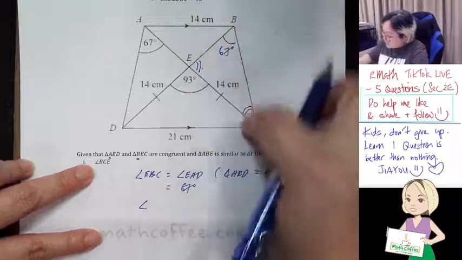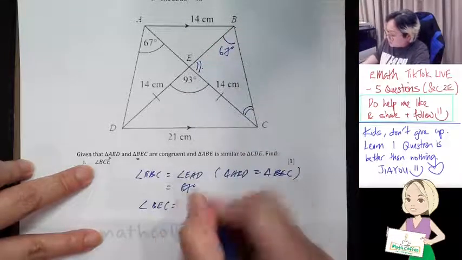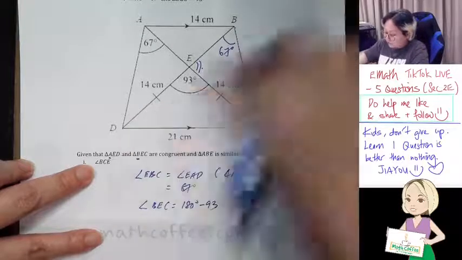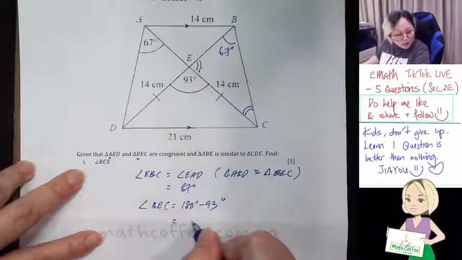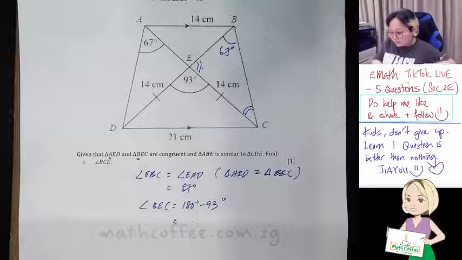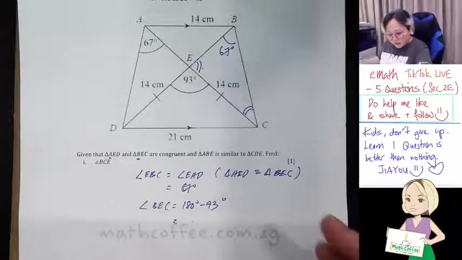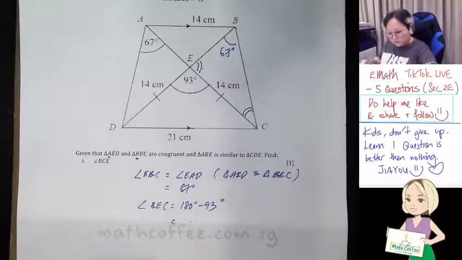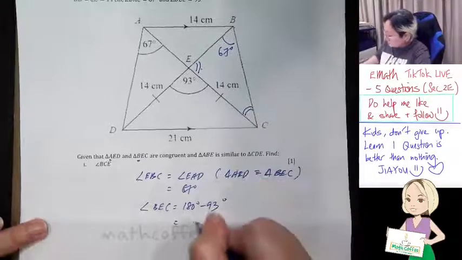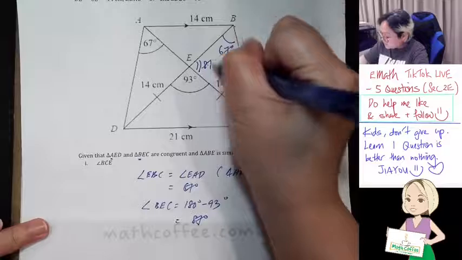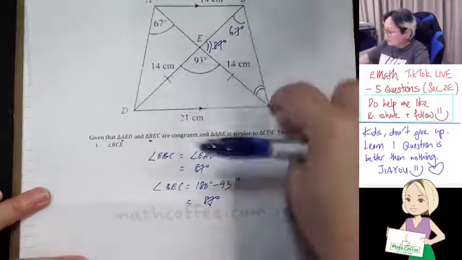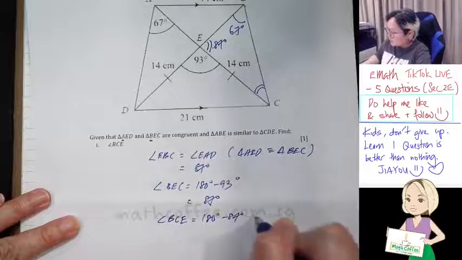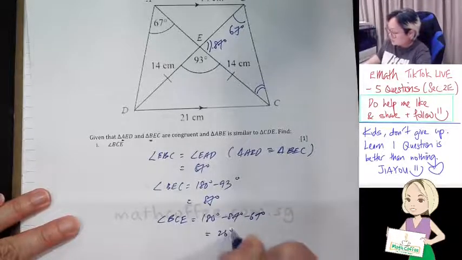Angle BEC equals to 180 degrees minus 93. This is a straight line. So it will give me 87 degrees. This is 87 degrees. So to find angle BCE, easy. Angle BCE is simply 180 minus 87 minus 67, and we get 26 degrees. Done.